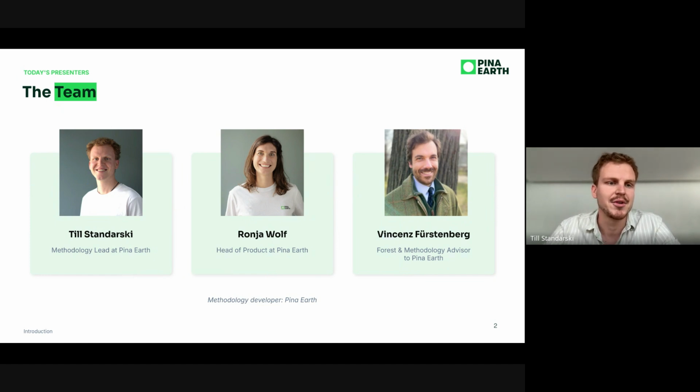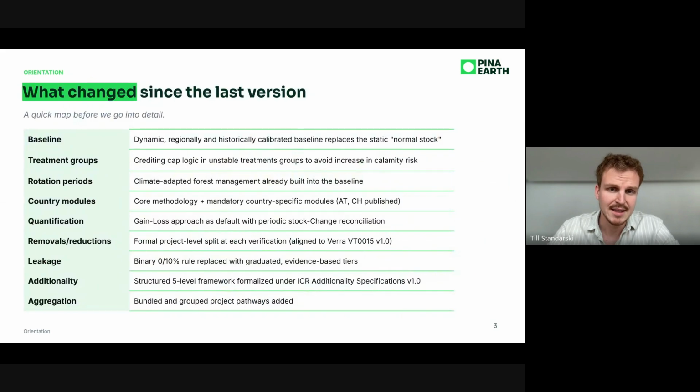I already introduced myself, so I'll continue with Ronja. She's our head of product and thus responsible for our product strategy and our product market fit. And then there's Vincent, who has also played a key role in the development of this methodology as an external advisor and also as the author of the ECS climate methodology that has flowed into the basis of this methodology also significantly. A very brief overview of what has changed.